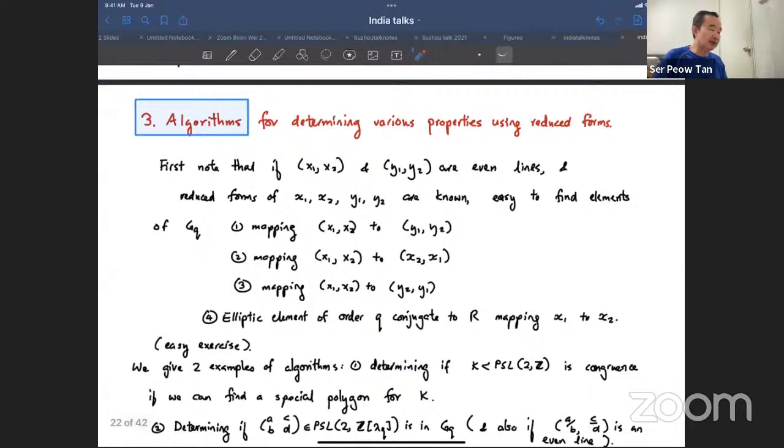Okay, so I'm going to talk a little bit about algorithms now. Having obtained these reduced forms and known some of these properties, we can initiate some algorithms. So in particular, we can find the special polygons for a given subgroup K of GQ if we are able to determine whether something is inside K or not.